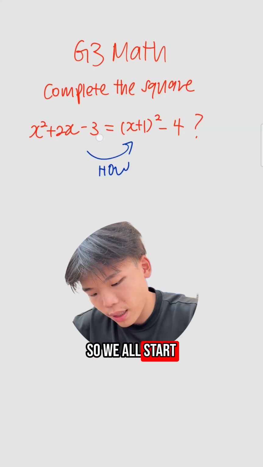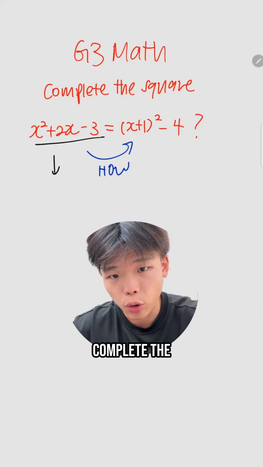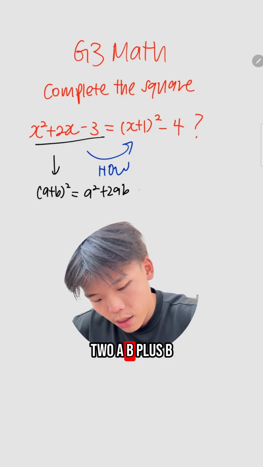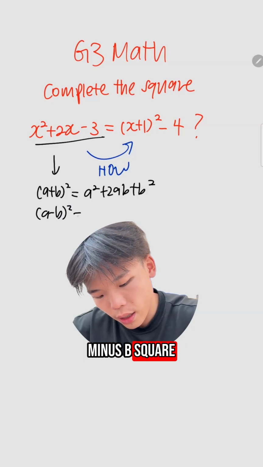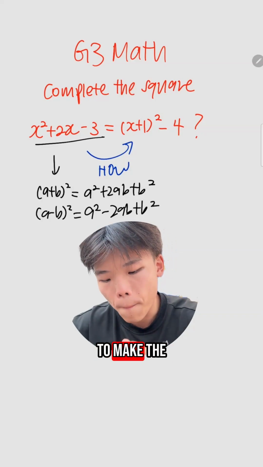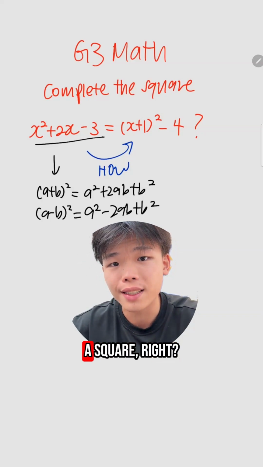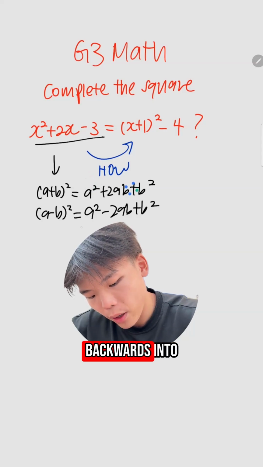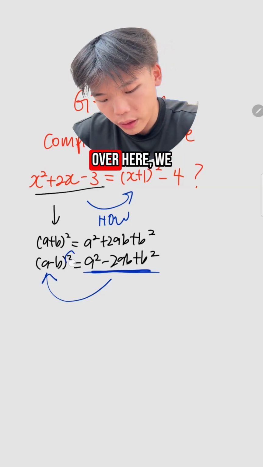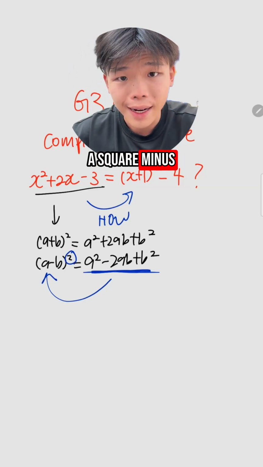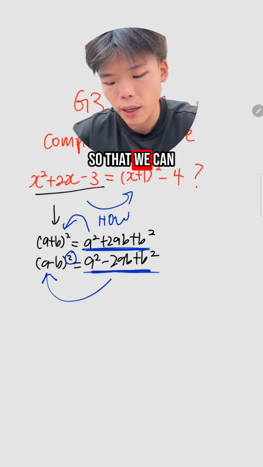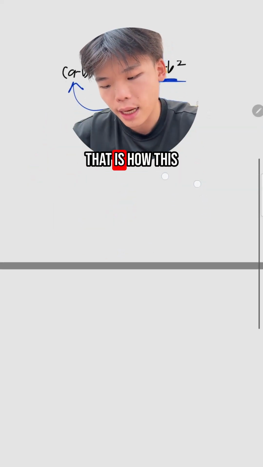So we all start from here, and the thing that you need to actually understand for complete the square is this idea of (a + b)² = a² + 2ab + b², or (a - b)² = a² - 2ab + b². The whole purpose of completing the square is to make the quadratic expression into a square. To work backwards into a square, we need to make it into the form of a² - 2ab + b², or a² + 2ab + b², so that we can make it back into the form of (a + b)². And that is how this actually works.